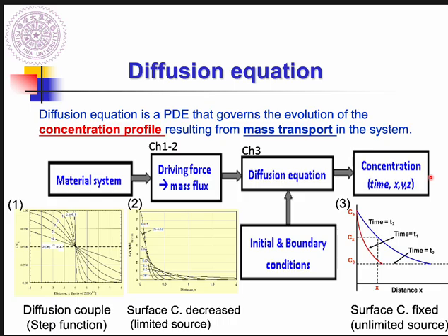So let's move to the second example here. What we have here is a limited diffusion source on top of our substrate, and we increase the temperature and allow the limited diffusing atoms to diffuse into our substrate. Because it is a limited diffusion source, the concentration of diffusing atoms decreases as time increases. So that's what we call a limited source case, or surface concentration decreased case.